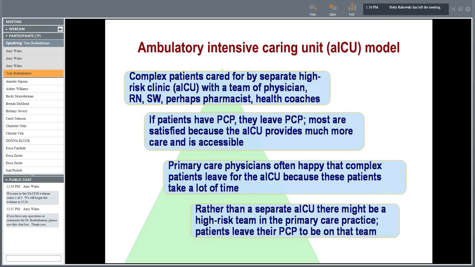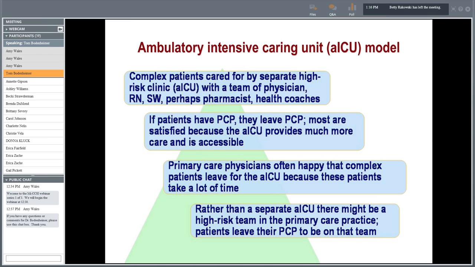Now, this is the AICU, or Ambulatory Intensive Caring Unit, which is, I think, a ridiculous term, but it's out there. Have any of you heard of the AICU model? Well, you're going to hear about it now.